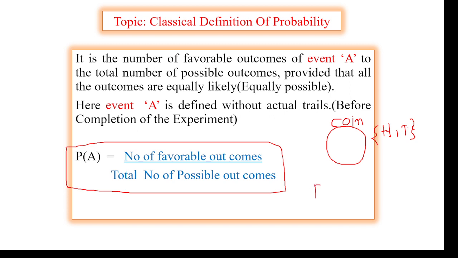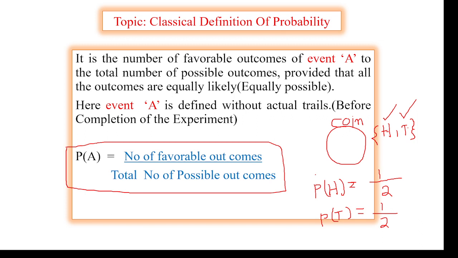Probability to get head, P of H, is equal to the number of favorable outcomes, only one head, over the total number of outcomes, which is 2. The same way, probability to get tail is the number of favorable outcomes, one tail only, out of 2 outcomes. Like this, we can calculate the probability.